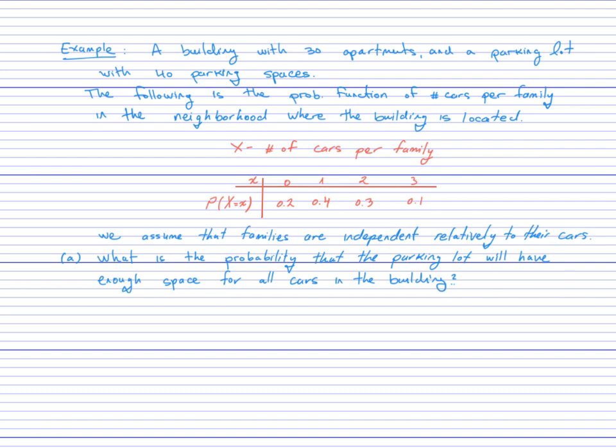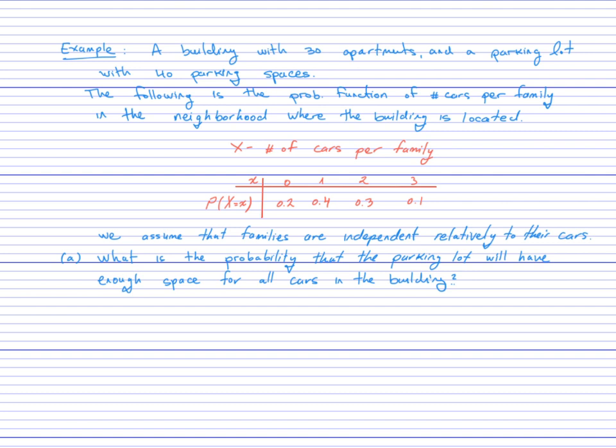Suppose that we choose randomly a family from this specific neighborhood, and we want to compute the probability that he has 0 cars, so that's 0.2, the probability that he has 1 car, that's 0.4, 2 cars, 0.3, and 3 cars, 0.1. Okay, so now we assume that the families are independent relative to their cars. A, what is the probability that the parking lot will have enough space for all cars in the building?